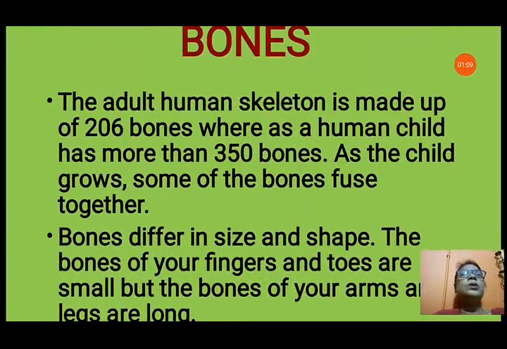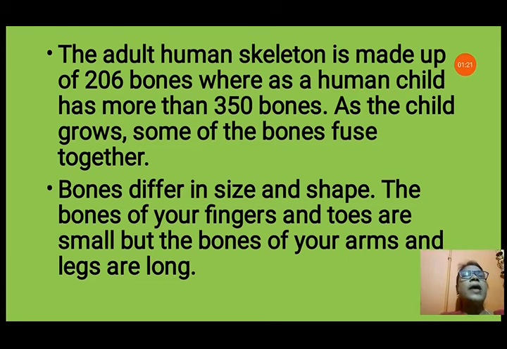Now bones. The adult human skeleton is made up of 206 bones, whereas a human child has more than 350 bones. As the child grows, some of the bones fuse together. That means the child has more bones than an adult human being, because as the child grows, the bones are fused together and they become a single bone. Bones differ in size and shape. Like in our body, different sizes and shapes of bones are present.